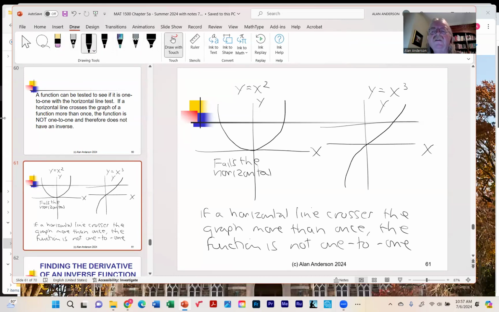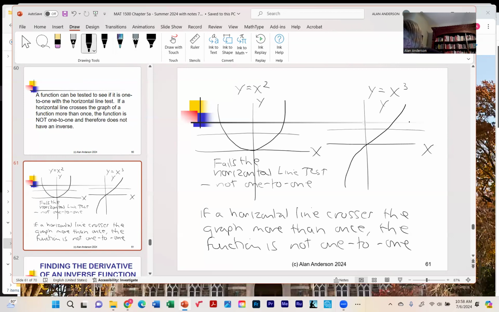You just straighten that out just a little. It's supposed to be a straight line. Same thing here, and it doesn't matter where you draw it. And so that implies that this is not one-to-one, but we can show it algebraically as well. Over here, this one passes the horizontal line test, and it is therefore one-to-one.